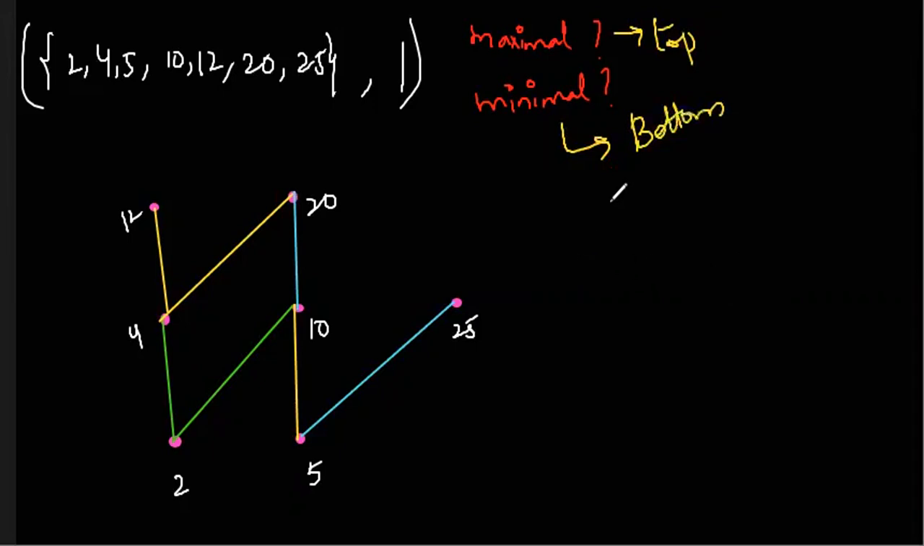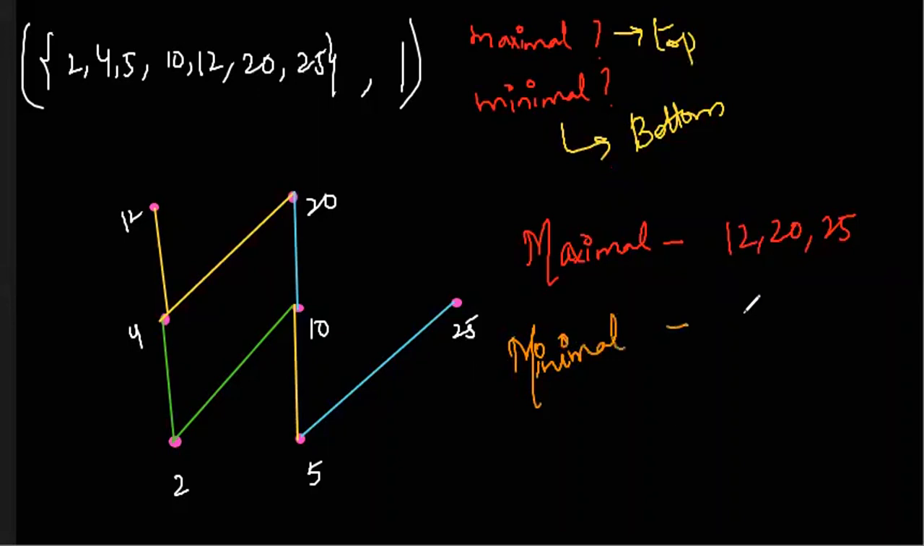Okay, so the maximal elements can be defined as 12, 20 and 25, while the minimal elements are defined as the bottom elements 2 and 5. Now there might be a question that why is 25 taken? Is there any element above 25? No, it is the topmost element here. So that is why we have taken even 25.